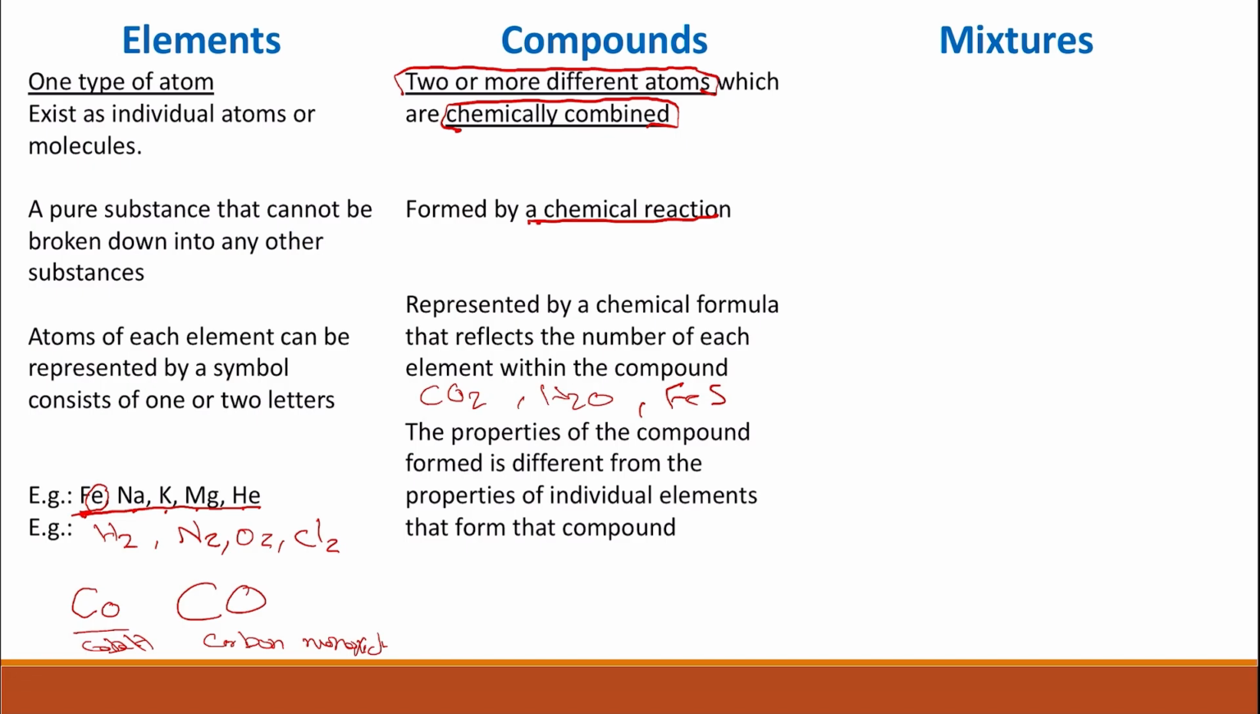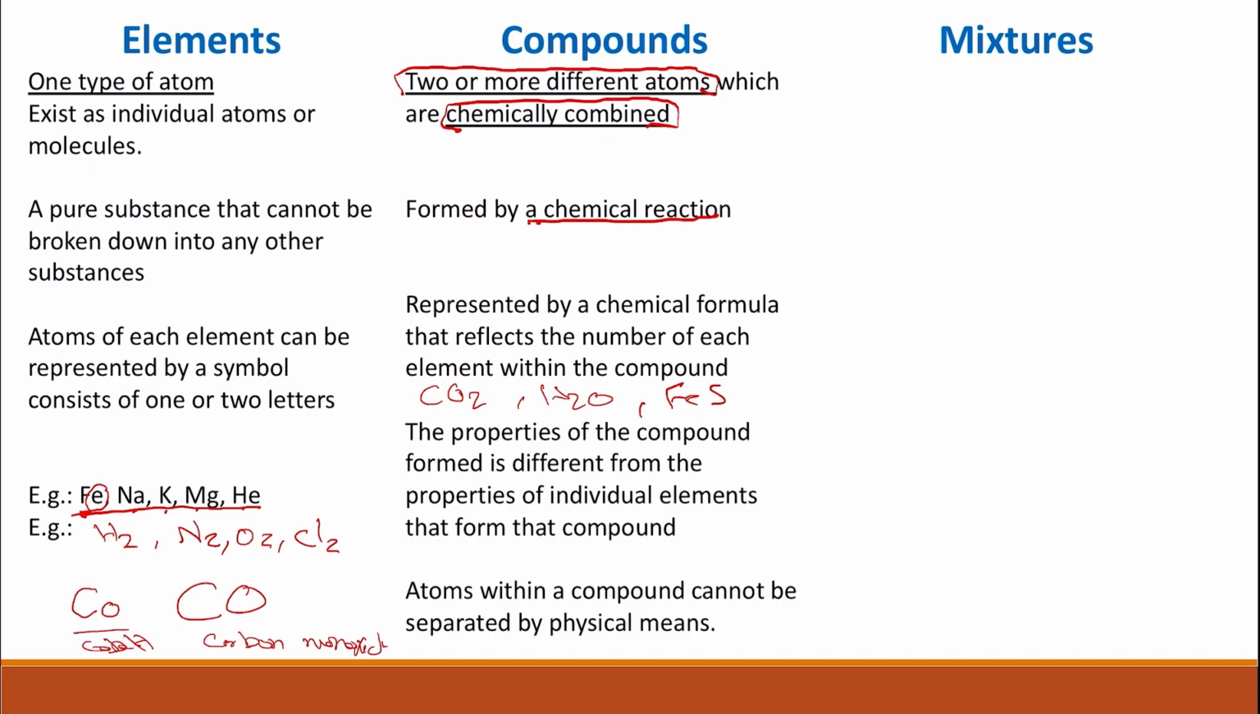The properties of the compound are different from the properties of the atoms that form that compound. So a typical example of that is iron sulfide. Iron sulfide is formed by a chemical reaction between iron and sulfur. And we know that iron is a metal and it's magnetic, while the compound iron sulfide that has been formed is non-magnetic. So the properties of the compound are different from the properties of the different elements that form that compound.